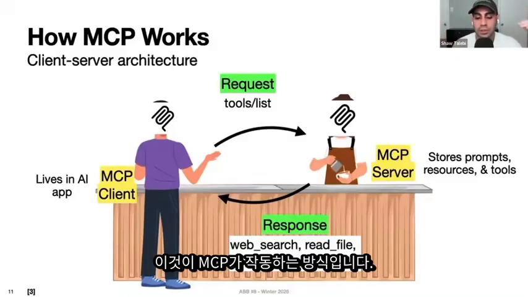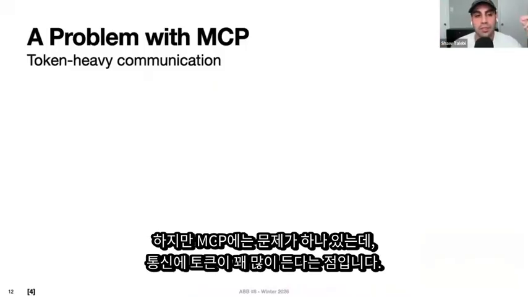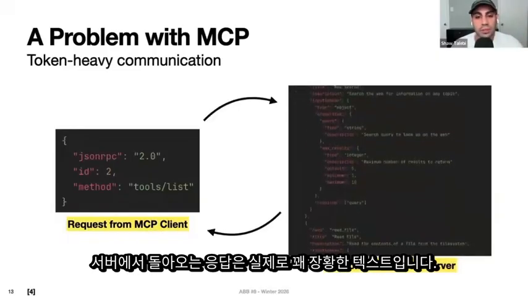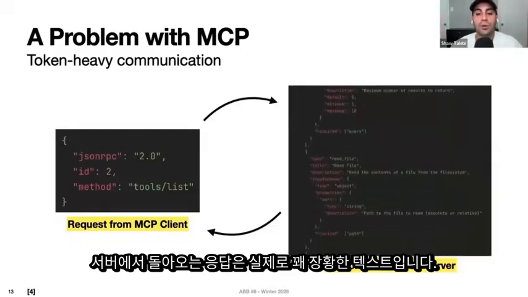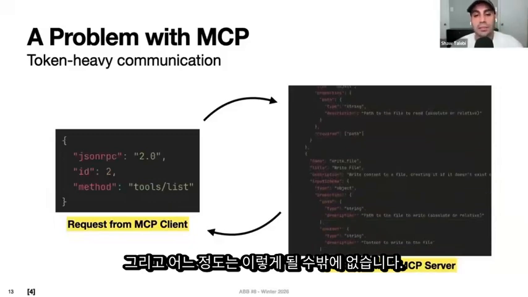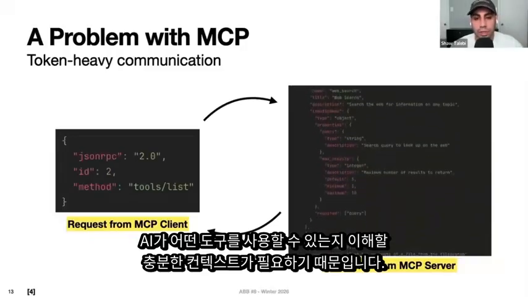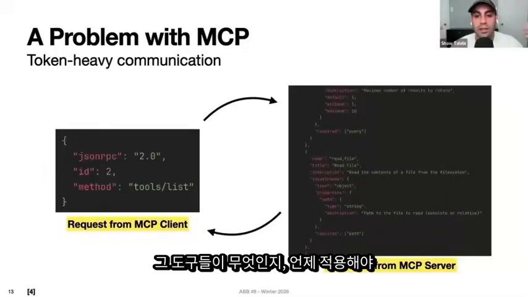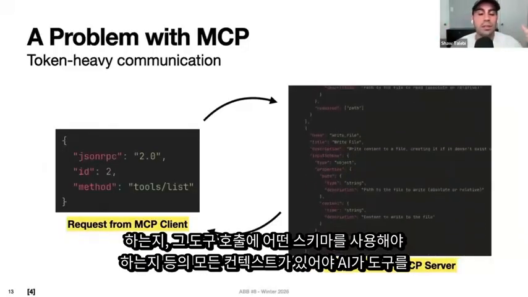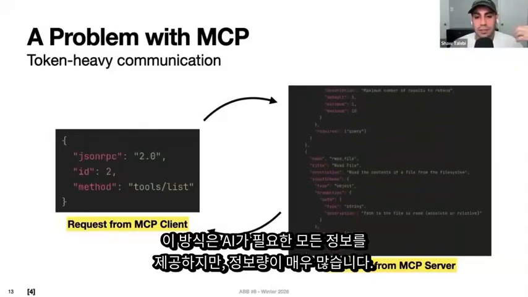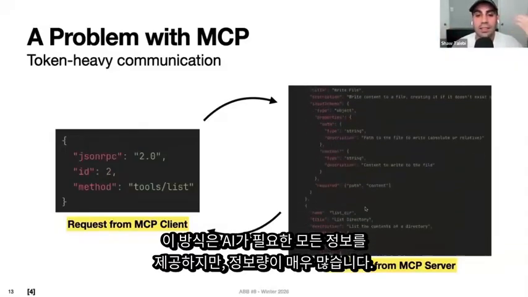This is how MCP works, but there's a problem with MCP, which is that it has a pretty token-heavy communication, meaning that when you send a request to an MCP client, for example, if you want the server to list all the tools it has available, the response you get from the server is actually a pretty verbose piece of text. And it kind of needs to be like this because the AI needs enough context to understand what tools are available, how they work, when they should be applied, what schema it should use to make that tool call, and all that context to actually give the AI a chance to use the tool effectively. While this does give the AI all the info that it needs, it is a lot of info.